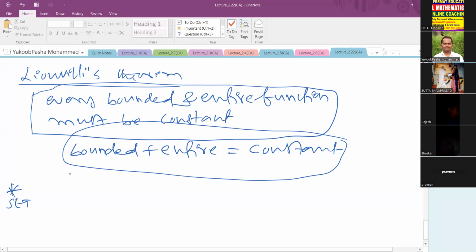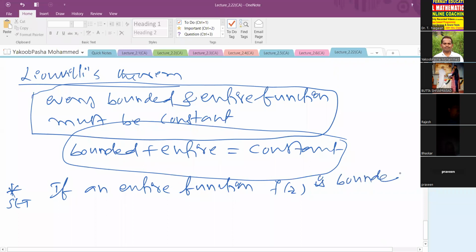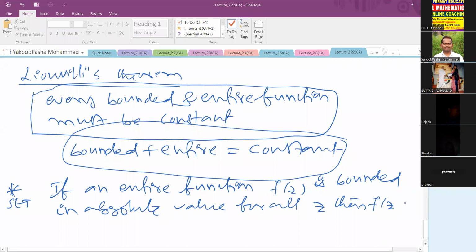If an entire function f of z is bounded in absolute value for all z, where absolute value means the modulus of f of z, then f of z is equal to, we are given.